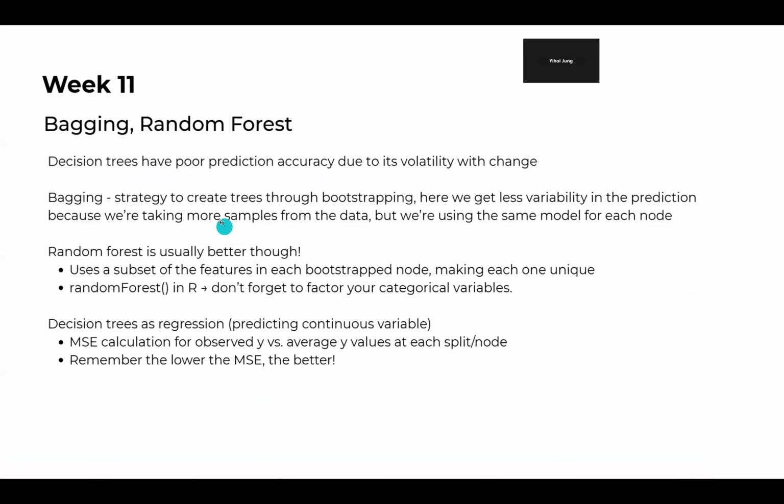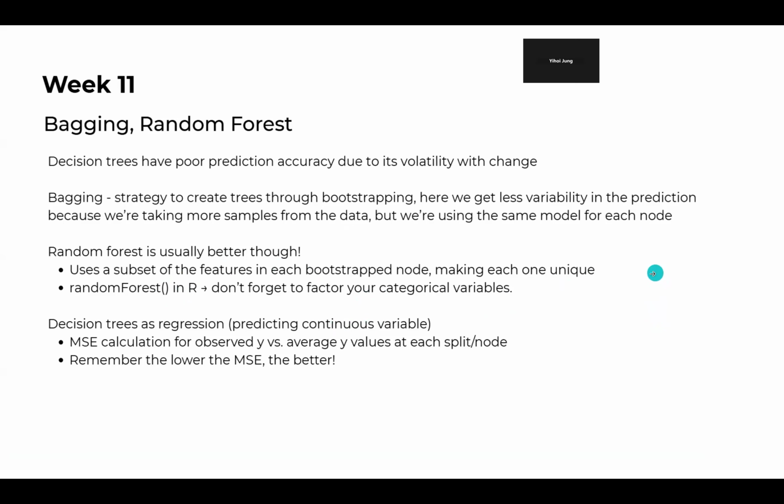And bagging is a strategy to create trees through bootstrapping. So here we get less variability, but we're still using the same model for each node. We're still using the same predictors, so we still get quite a lot of variability within the prediction. But random forest is a bit better because we use a subset of the features.